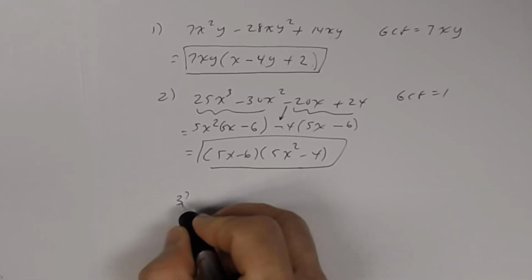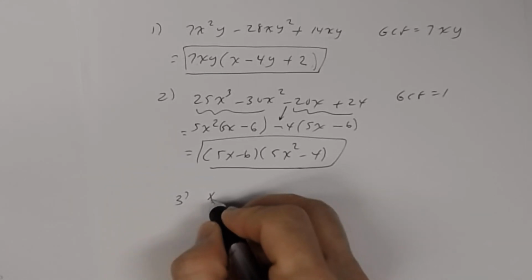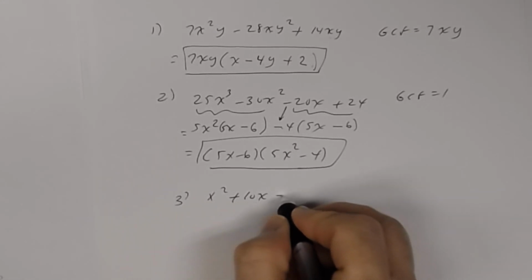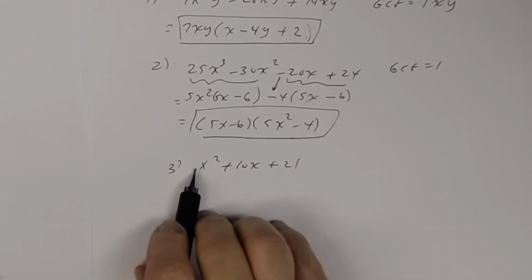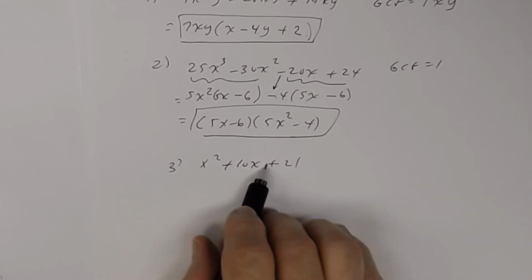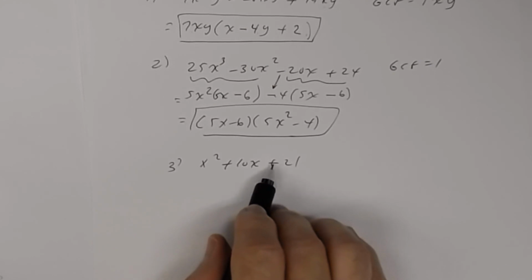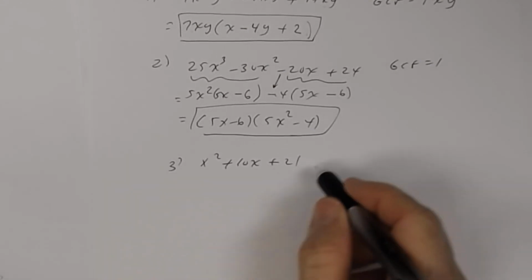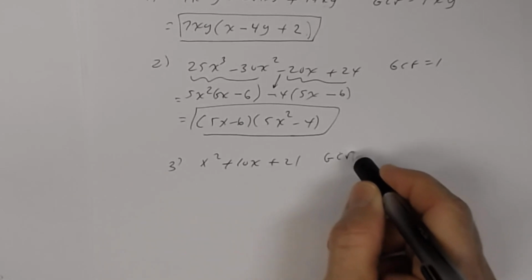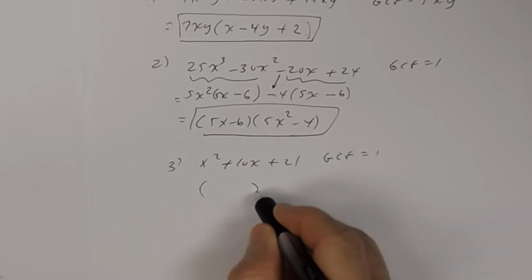In number 3, we have x squared plus 10x plus 21. That's usually the easy kind when you see a 1x squared and a plus symbol at the last term. Notice the GCF is 1, so that's going to be the easy kind.